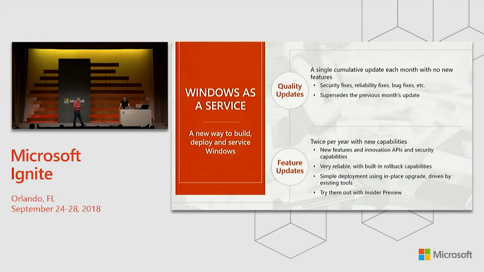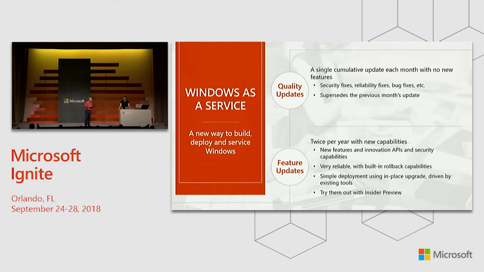There are two types of servicing events. There are quality updates and feature updates. Quality updates are what you know as Patch Tuesday. These come out every month. They include just bug fixes and just security fixes. Never change features and functionality. They don't change or add new APIs. And you're very used to installing these each month as they come out.